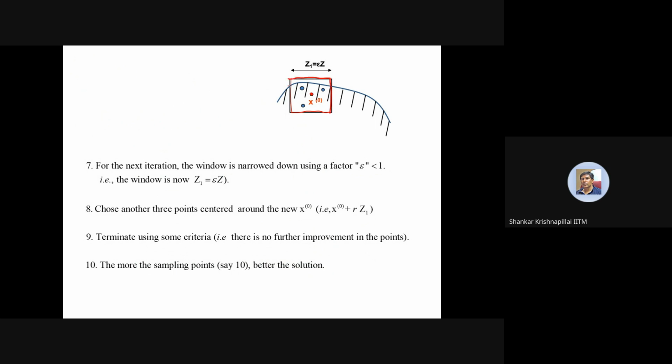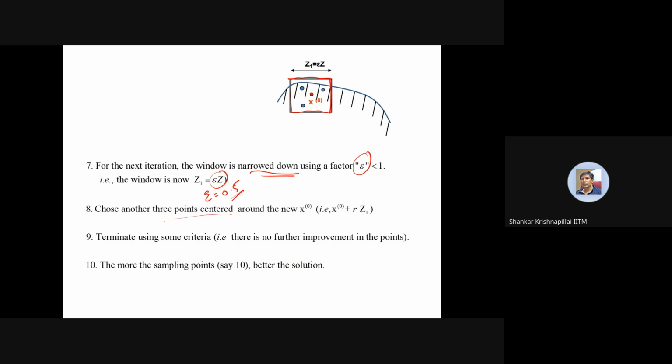So how do you reduce the size of the window? The window is narrowed down using a window sizing factor called epsilon. So Z1 is equal to epsilon times Z, that is, epsilon times the previous window size. This epsilon can be like 0.5, so the new window size is half the previous window size. The window size becomes successively smaller and smaller. Otherwise, the points will not converge; they will be scattered everywhere. So you have to reduce the window size.